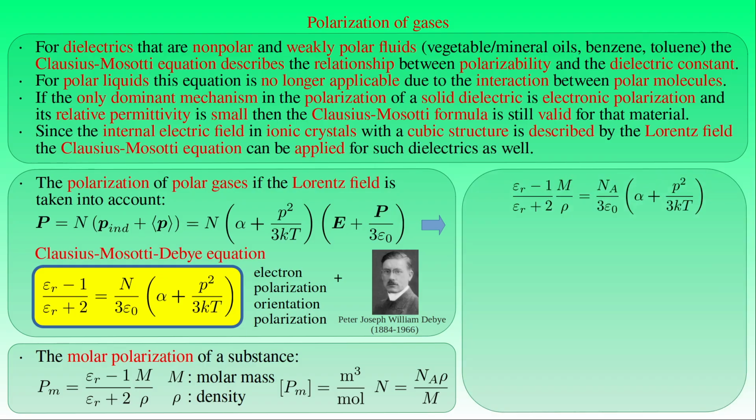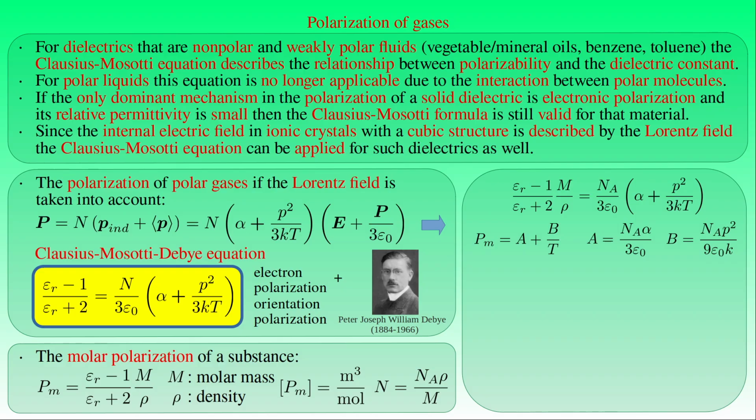If we substitute this expression into the Clausius-Mossotti-Debye equation, we can see that the ratio of epsilon r minus 1 to epsilon r plus 2, times M over ρ, is given by Na over 3 times epsilon naught, times the sum of alpha and p squared over 3 times k times T. Because we have the molar polarization Pm on the left-hand side of the equation, we can express Pm as a constant A, plus the ratio of another constant B to the temperature T of the gas. Here the constant A contains only the molecular polarizability alpha characterizing the physical properties of the gas molecules, whereas the constant B contains only the permanent dipole moment p of the molecules.